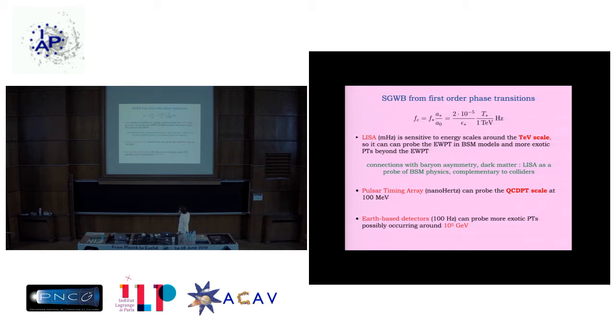Pulsar timing arrays that detect at nanohertz are actually sensitive to the 100 MeV scale, where you expect the QCD phase transition, while Hertz-based detectors with their best sensitivity of 100 hertz are sensitive to phase transitions occurring around 10 to the 5 GeV. So this is really speculative. We have no theoretical handle on what can go on at this energy scale.